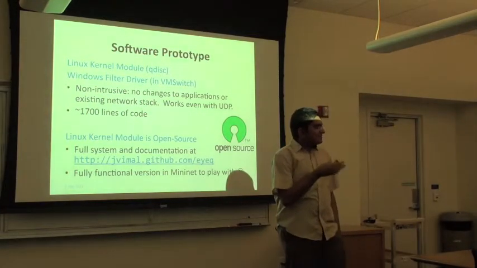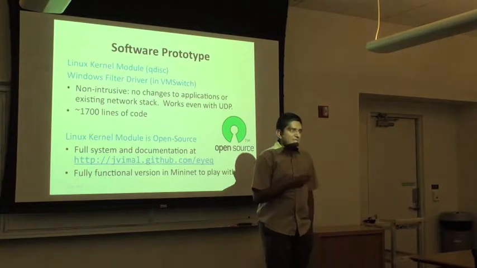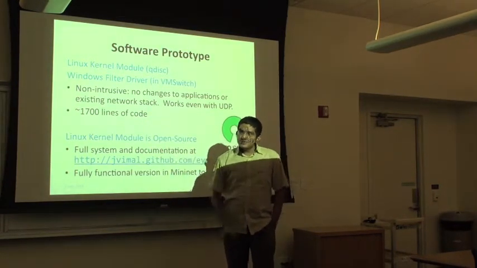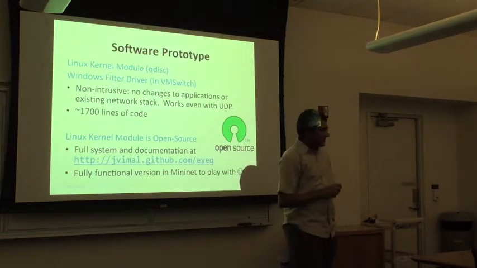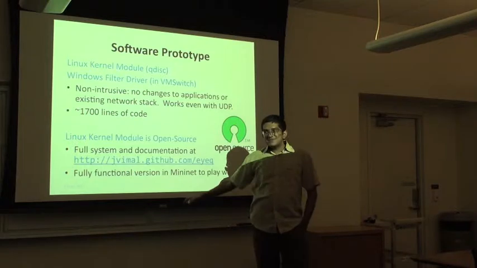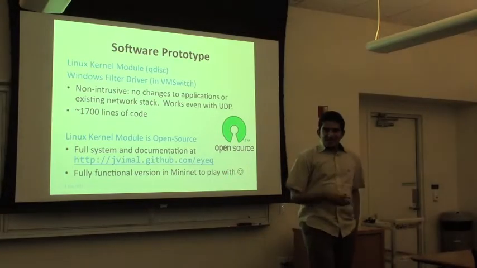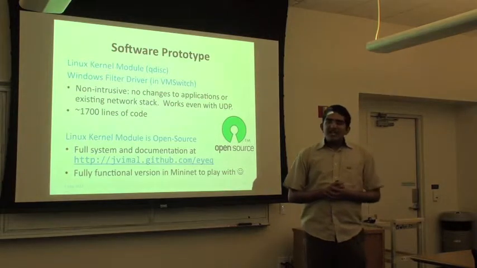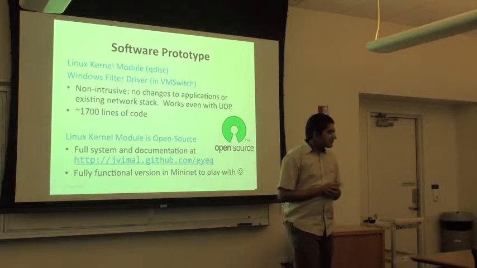So it works regardless of TCP or UDP. Now you can start safely admitting UDP traffic into your network. It's just a kernel module, which operates regardless of what you have. There's also a fully functional mininet version, so you can download and play with it on a single machine to see that it actually works for your applications. And I'd encourage you to try that.